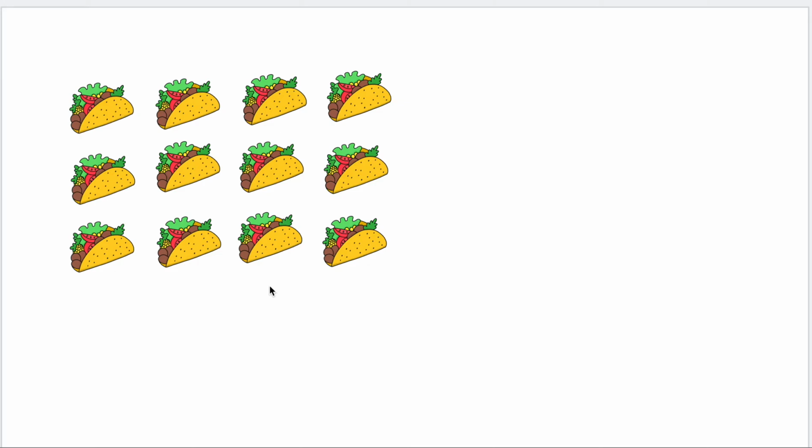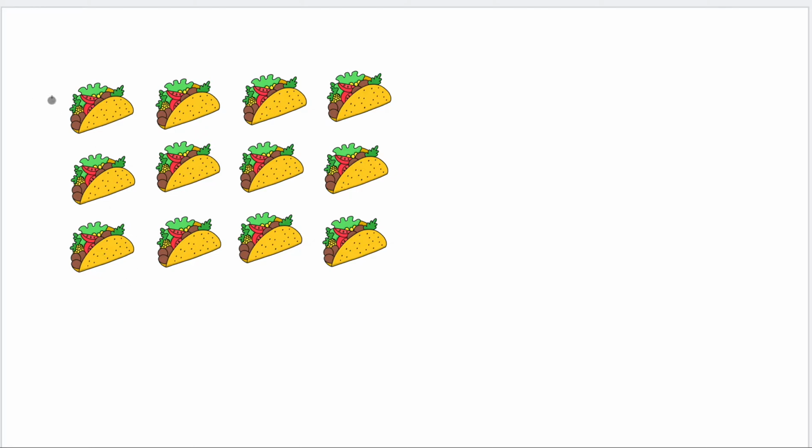We're going to continue to talk about that inverse relationship between multiplication and division. That's why it's so important that you know your multiplication facts, because knowing your multiplication facts is the best strategy to helping you solve division problems. So let's take a look at the array up on the board.